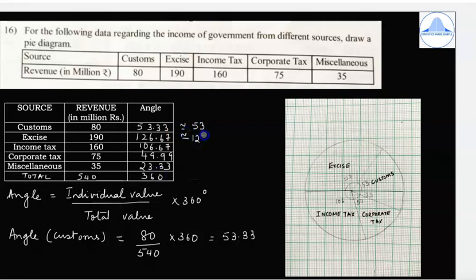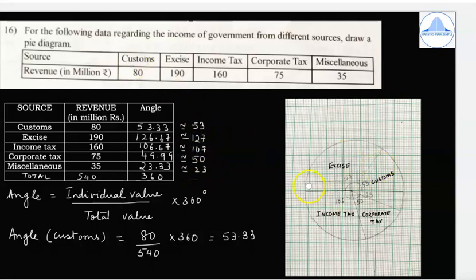This is 127, 107, then 50 and 23. So this will total up to 360 after approximation, because it is easier for us to mark the angles if it is a whole number. So that's why I have rounded off all the angles.